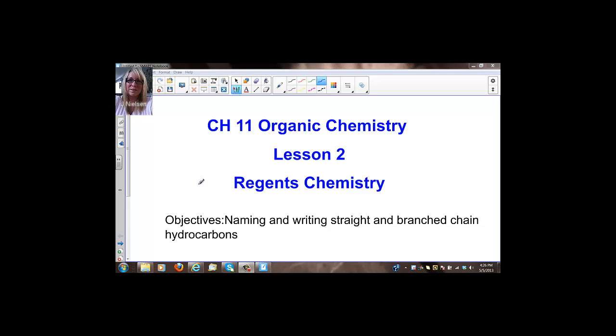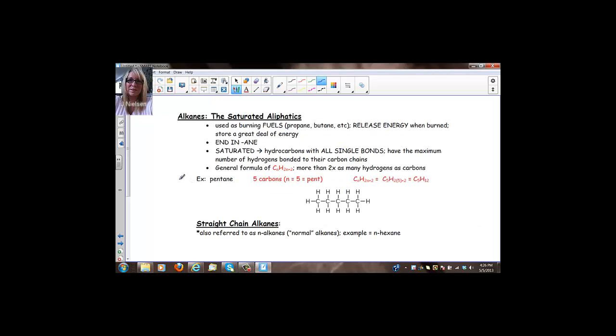Okay, this is Organic Chemistry, Lesson 2, and today we're going to talk about naming and writing straight and branch chain hydrocarbons. So, to review, we said that the alkanes are saturated, and when we said saturated, we said that that meant that they contained all single bonds. And they're also called aliphatics.